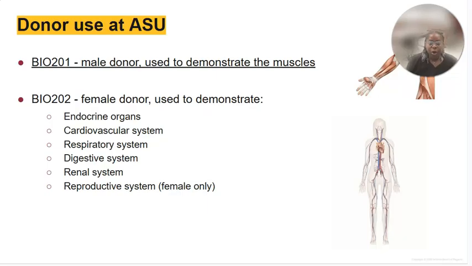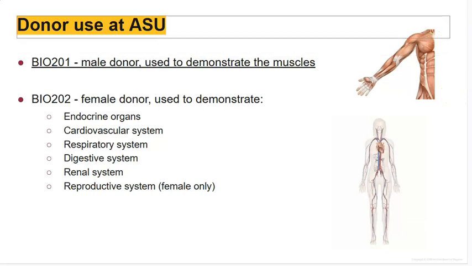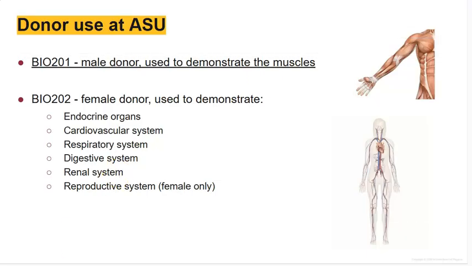All right. And so for 201, we use a male donor to demonstrate mostly muscles. So, let me hide myself so you guys can see. Okay, yeah, we use a male donor to demonstrate the muscles here, and a female donor is used to demonstrate all of the endocrine organs, like cardiovascular, all of those interworking systems in the body. So, this is a plug, take 202, if you haven't already signed up for it. And yeah, we're going to learn a lot from our male donor.